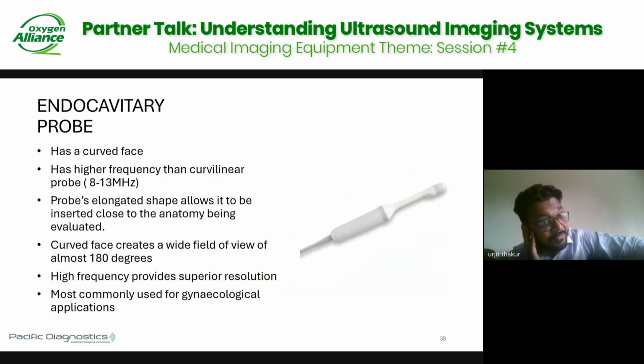Then we have the endocavitary probe. This has a curved surface, and as you can see from the design, it is generally used for very specific orifices within the body, like the endovaginal probes. This also has a very high frequency, and because it can be inserted within the body, you can go close to the point you want to scan. That's why the frequency is higher. You don't need as much penetration as with the previous 2 probes.